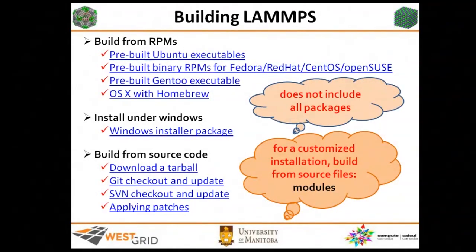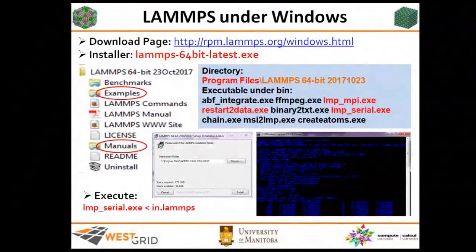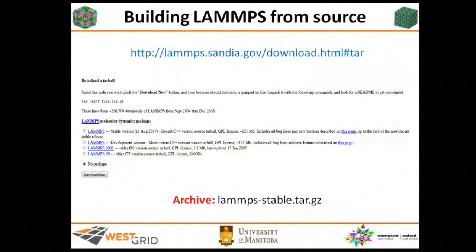Now, this is, for example, for Windows. Like every program in Windows, you just click, install, and follow the instructions. It will give you the binaries, and then you can run it. If we want to build LAMMPS from source, we have to download this file from this page. It will give you the latest stable version, lammps-stable.tar.gz.